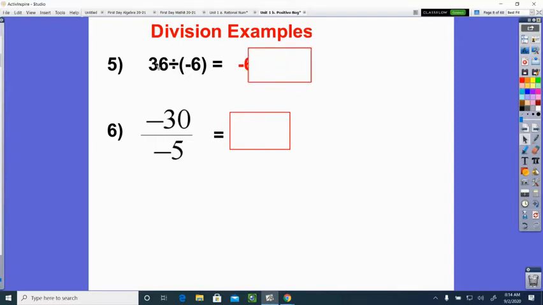And then what is 36 divided by 6? What number times 6 gives you 36? And you should have gotten negative 6. Negative divided by negative, both the same sign, is going to be positive. A bad thing happening to a bad person is a good thing. And 30 divided by 5 is 6.